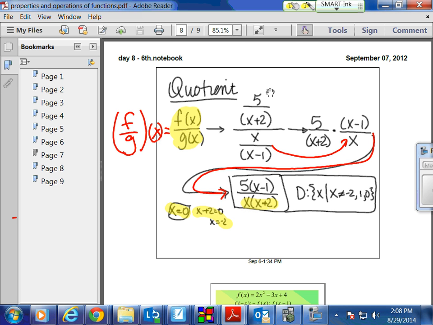Now we must also carry the domain restriction found from the original. So at some point, the domain could not be 1. I want to make sure you understand that this is attributed to the original domain restriction that occurred before the transformation of the equation. So we find out the domain is all the numbers such that x does not equal negative 2, 1, or 0. Okay, great.